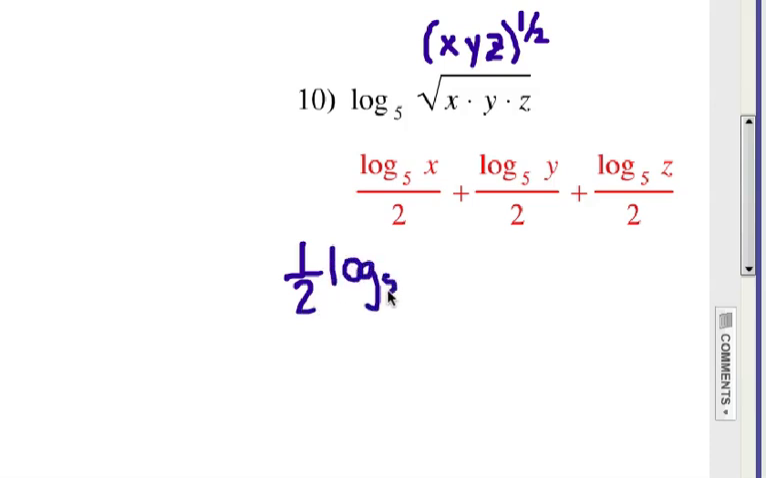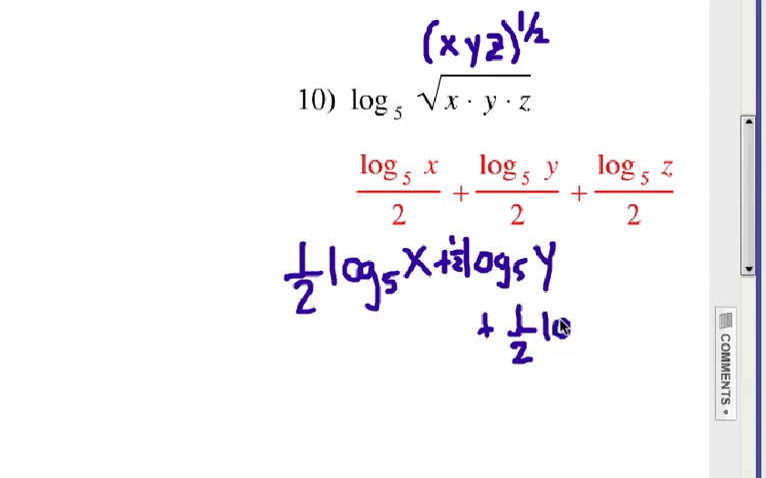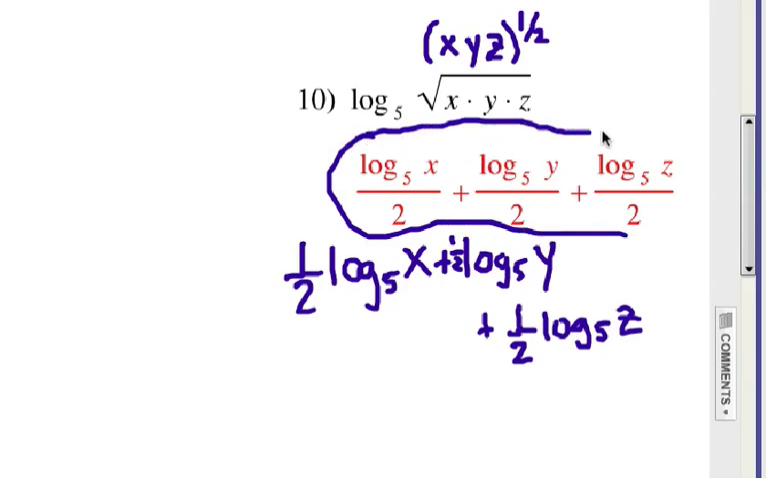We have 1/2 log base 5 of x plus 1/2 log base 5 of y, plus 1/2 log base 5 of z. All right, and then the final answer, at least in this software I'm using, shows it as a fraction. So there we go. Okay, so we have expanded out that expression there. All right, let's look at 2 to finish this whole video series.